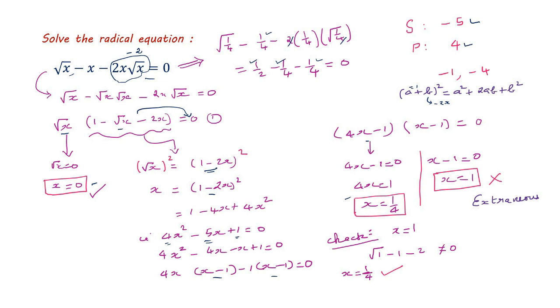So what are the solutions finally to be accepted? x is equal to 0 and x is equal to 1 by 4 are to be accepted.